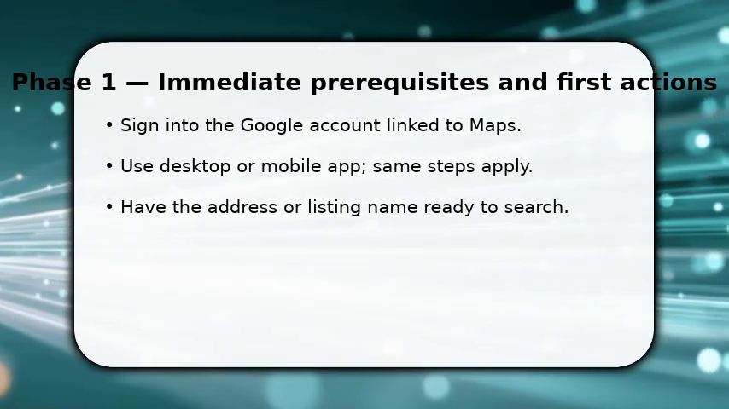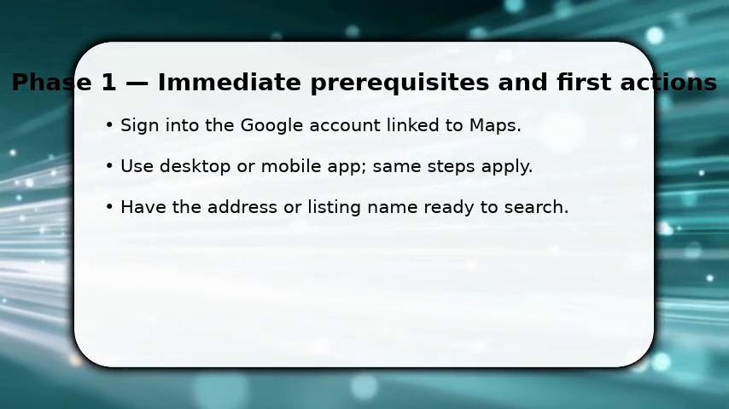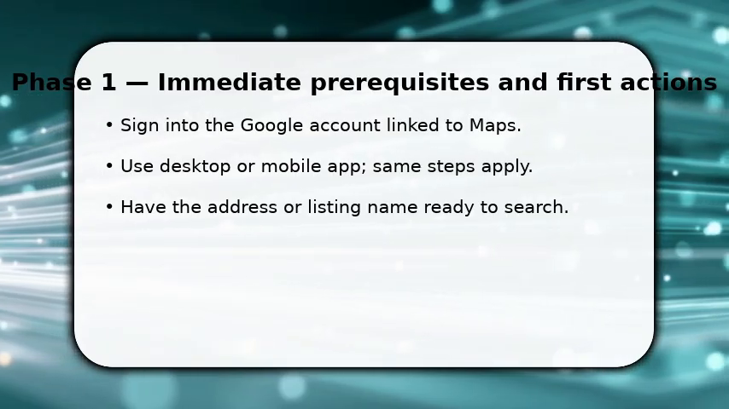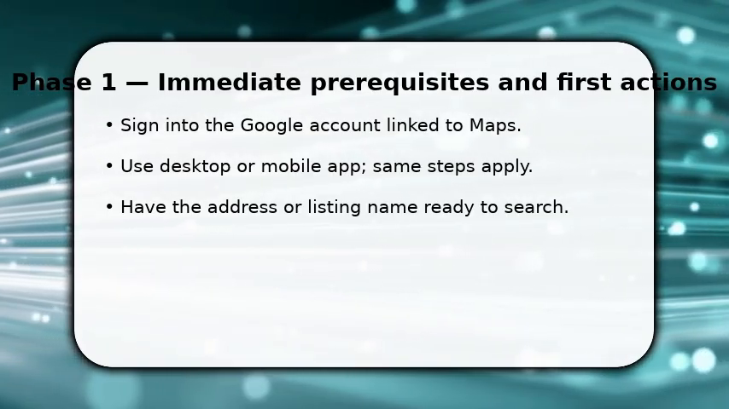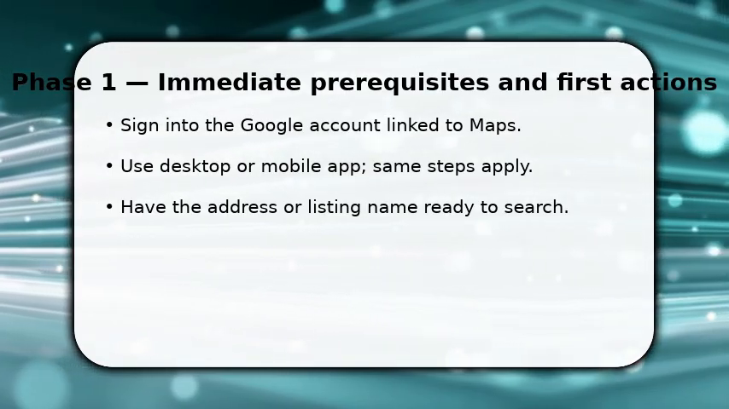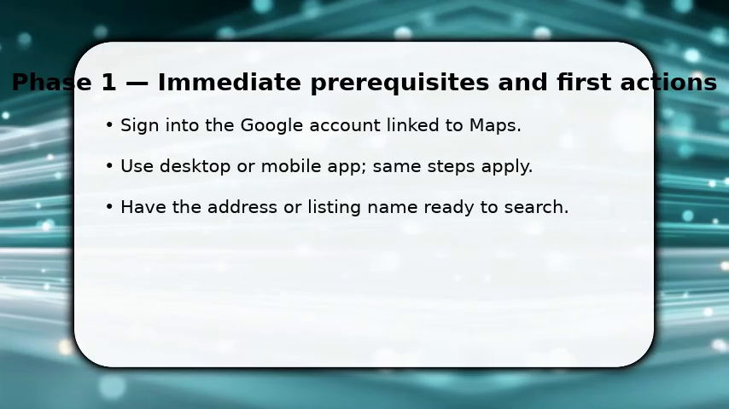You start by signing into the Google account that can edit the listing. This ensures your suggestion is attached to a verified profile. Once signed in, open Google Maps and search for the place by name or address. Do not waste time on settings. Make sure you are looking at the correct place card. Tap or click the listing to open details.